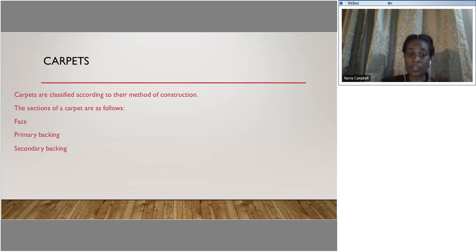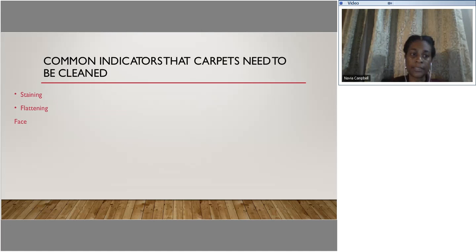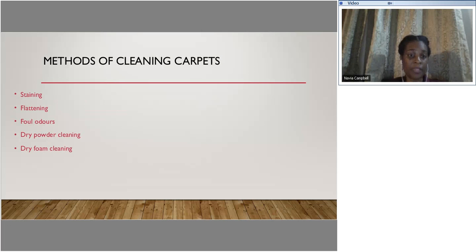Let us take a look at carpets. Carpets are not typically used throughout public areas. Most often you find carpets in your meeting rooms and conference rooms. They are typically classified based on their method of construction. The three main sections of your carpets are the base, primary backing, and the secondary backing. Common indicators that carpeting needs to be cleaned include staining, flattening, and of course, foul odors.